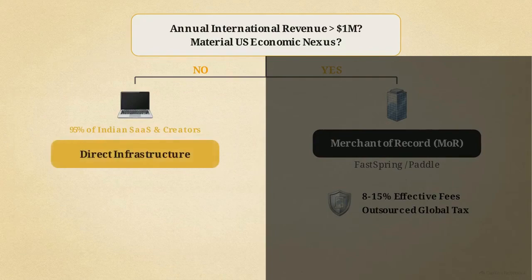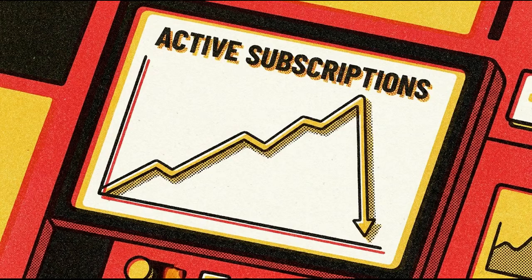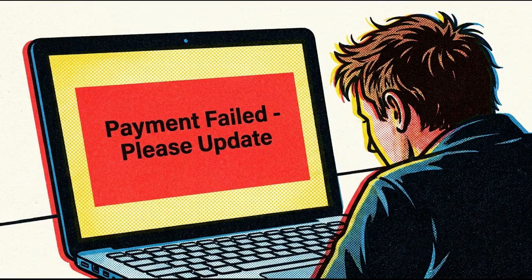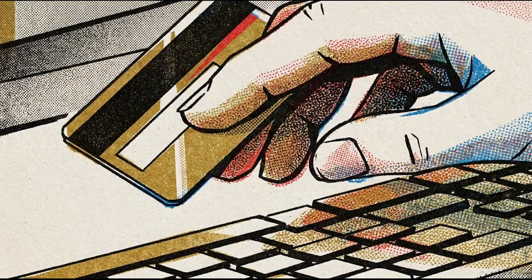If the answer is no, which covers 95% of Indian creators and indie hackers, you choose direct infrastructure. It is critical to make this choice early, because migrating subscriptions later introduces MRR churn. When you try to switch away from an MOR down the line, your existing customers are forced to manually re-enter their credit card details on the new platform.